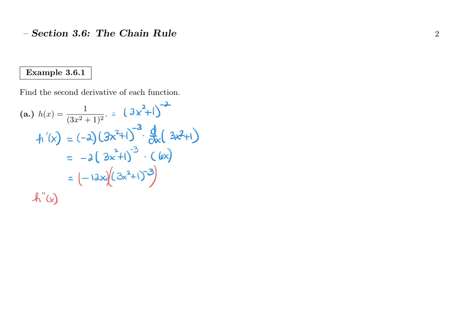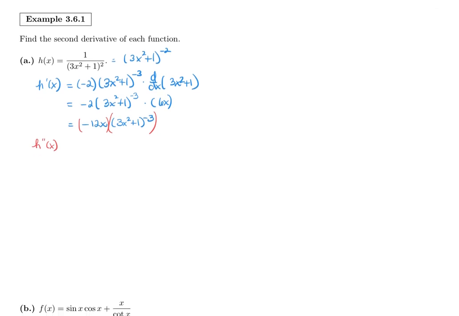So h double prime of x here, let's scoot it up a little so we can see it a little bit better. H double prime of x now is going to be the first, so negative 12x times the derivative of the second, and that's going to be our 3x squared plus 1 to the negative 3, plus our second, 3x squared plus 1 to the negative 3, times the derivative of our first, which is negative 12x. So we end up with negative 12x times, well, our derivative now for 3x squared plus 1 to the minus 3 is going to look very similar to what our derivative looked like for 3x squared plus 1 to the minus 2.